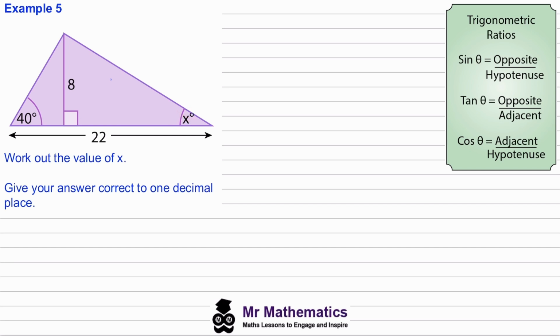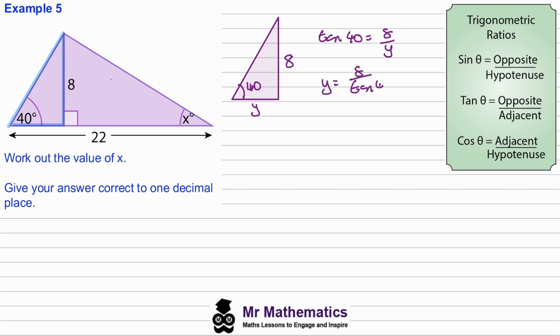So we need to begin with the 40 degrees to work out the base. We know the height is 8 and the angle is 40. And we need to work out this length, which I'll call y. So we've got the opposite and the adjacent. So we're going to use tan. So the tan of 40 will be the opposite over y. So y will be 8 over the tan of 40. When we work this out, we get 9.53.